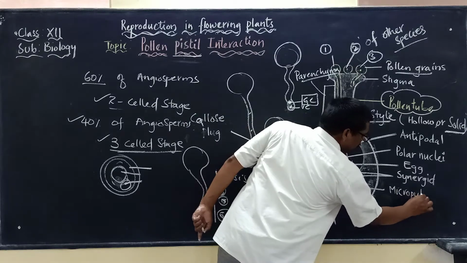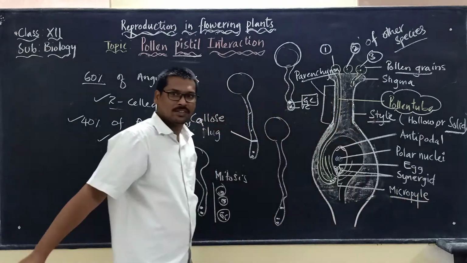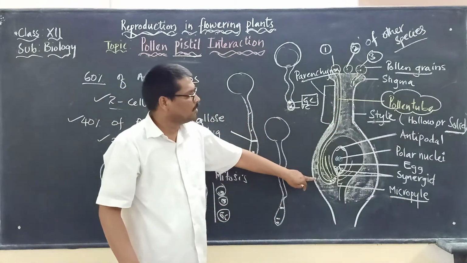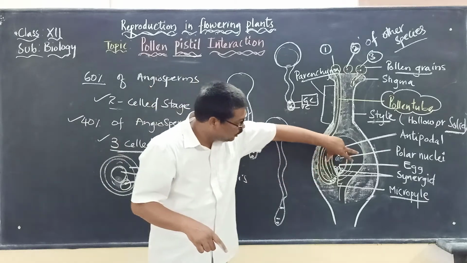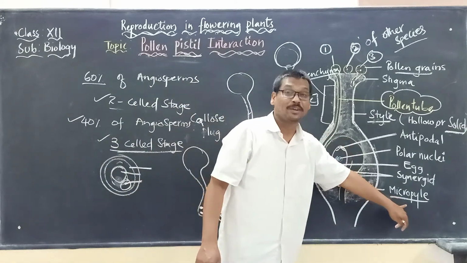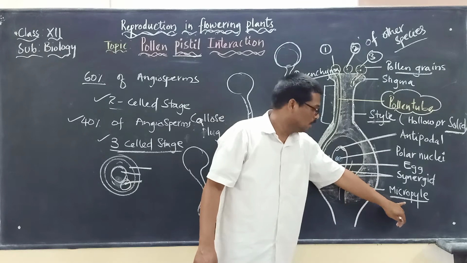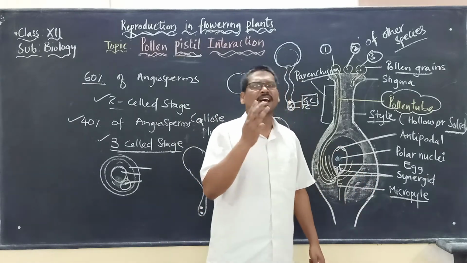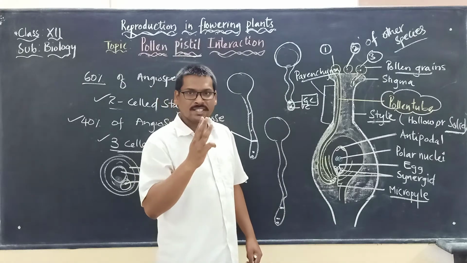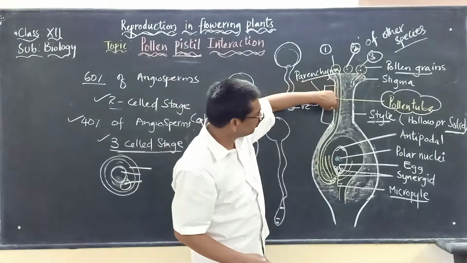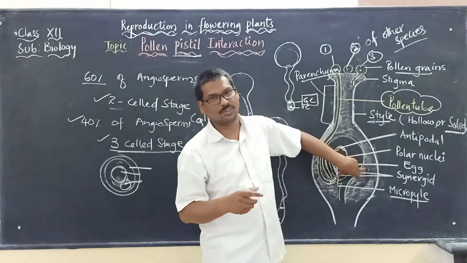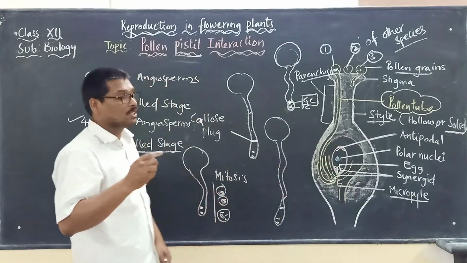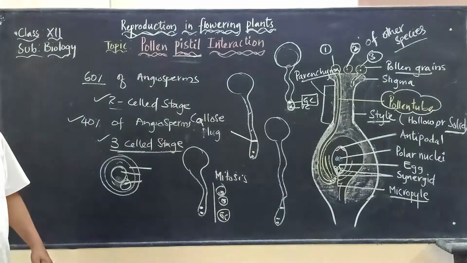This is the common route that we talk about. The pollen tube will enter into the ovule through the micropyle. But otherwise, there are three ways through which the pollen tube can enter into the ovule.